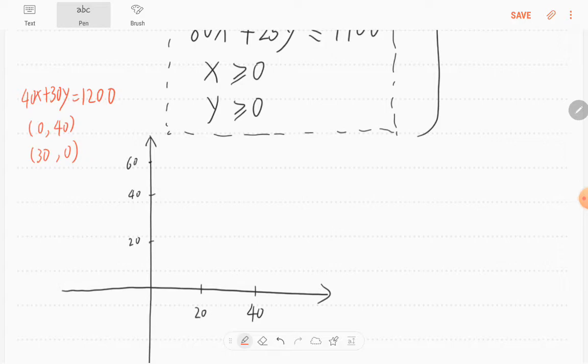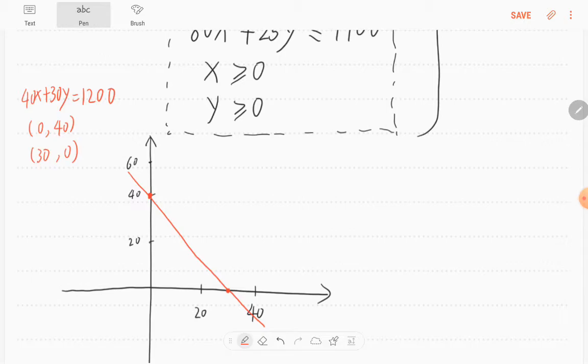Right, so (0, 40) is here, and this would be (30, 0). So you connect these two. So this is the line, okay?